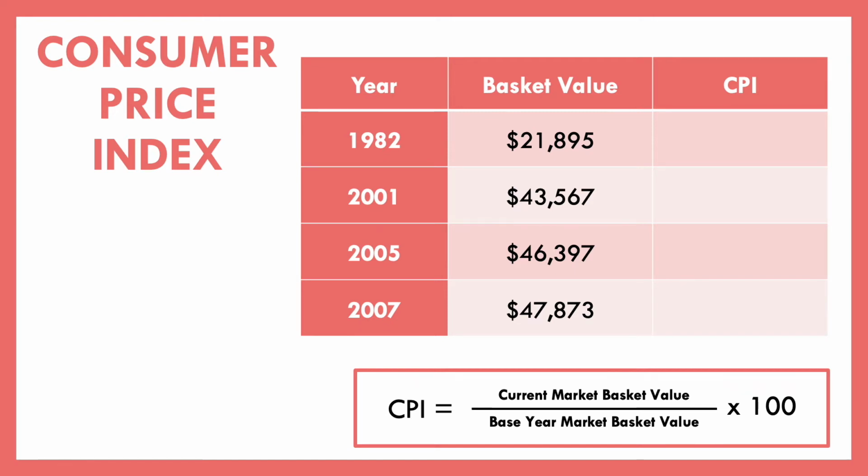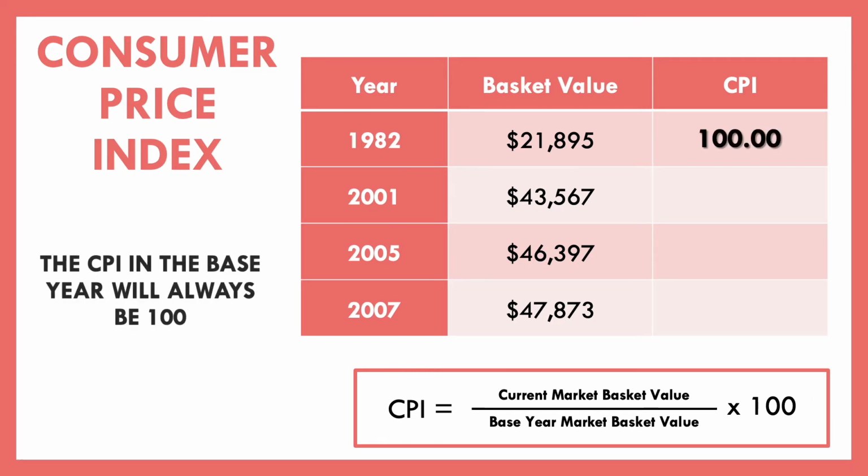In order to find what it is in 1982, we take the current market basket value. Since we're in the year 1982 right now, we're taking that $21,895. We divide it by the base year, which is also 1982. So we have $21,895 divided by $21,895 times 100. We just get 100. So here's what I want you to see: the CPI is always going to be 100 in the base year.